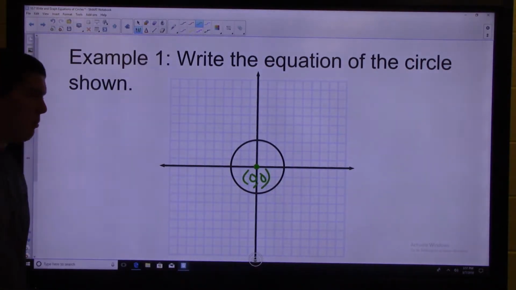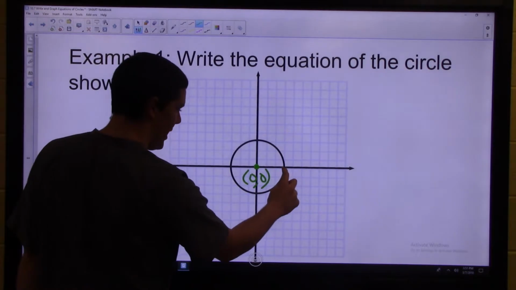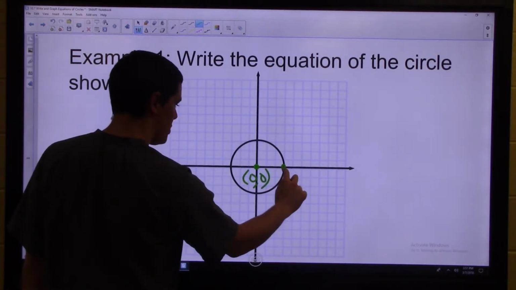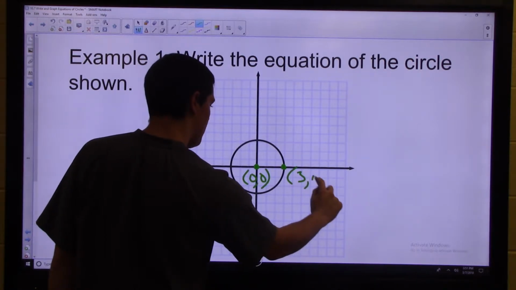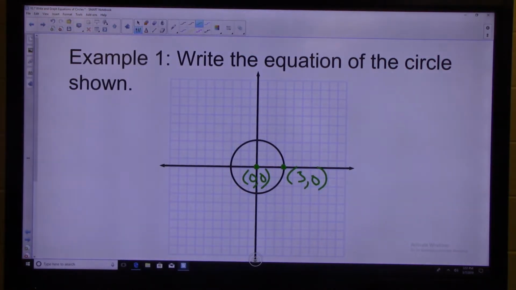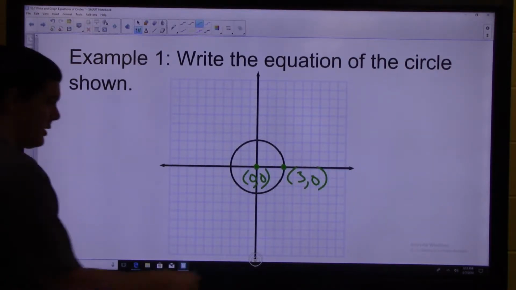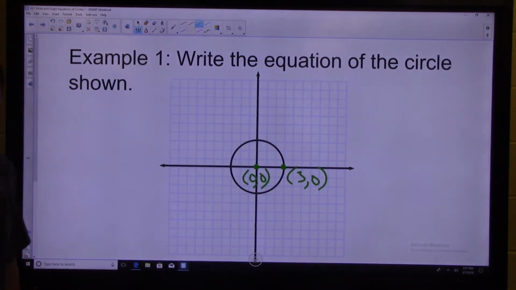And let me give you one point here just so you know what the radius is. This point right here on the circle is going to be the point (3, 0). So in case you can't see it on the video, hopefully you can read those numbers there. The center is (0, 0), and this point on the circle is (3, 0).